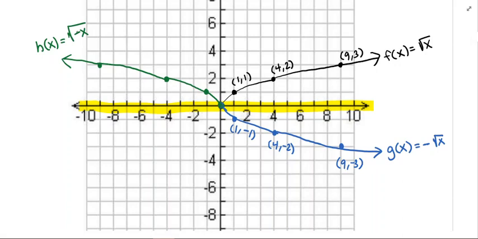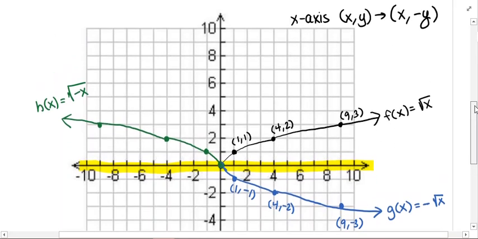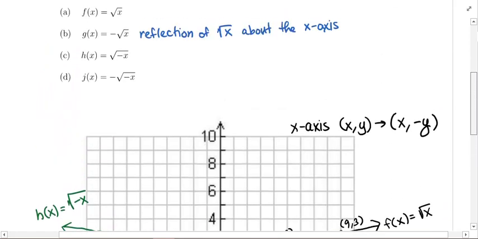What has happened here? We've got to figure out how this black graph essentially gets transformed. Well, what's going on here is a reflection about the y-axis. This particular one is going to be a reflection of the original function about the y-axis.